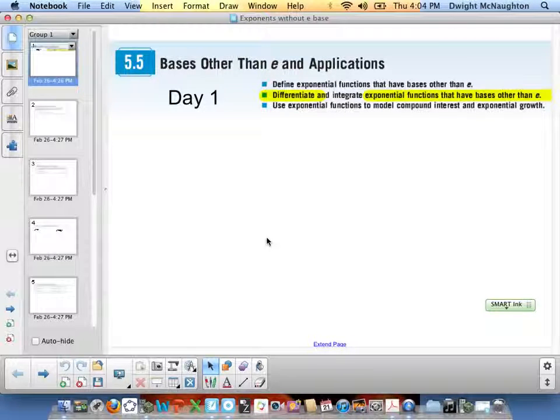Chapter 5.5, Bases Other Than e and Applications. Day 1: differentiate and integrate. Differentiate exponential functions that have bases other than e.